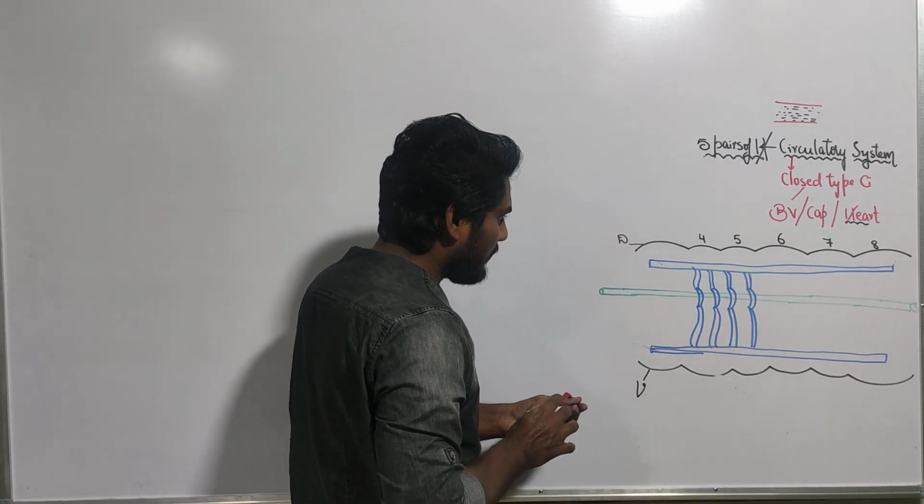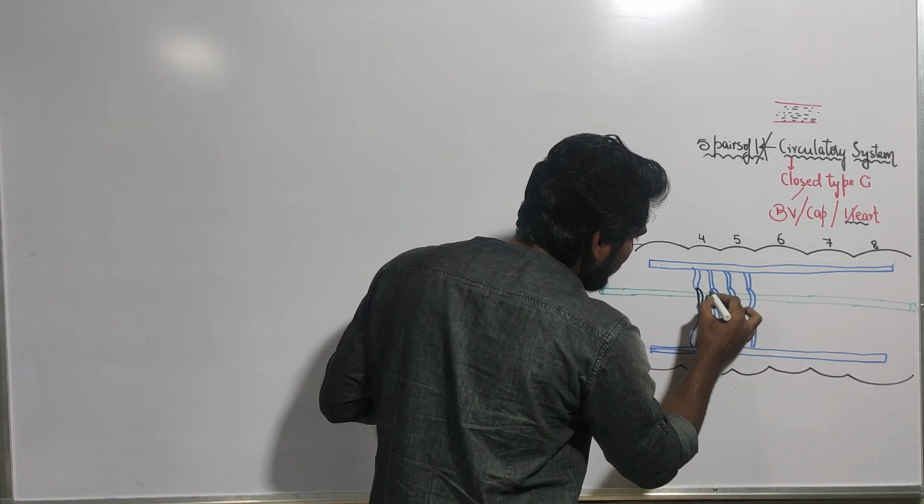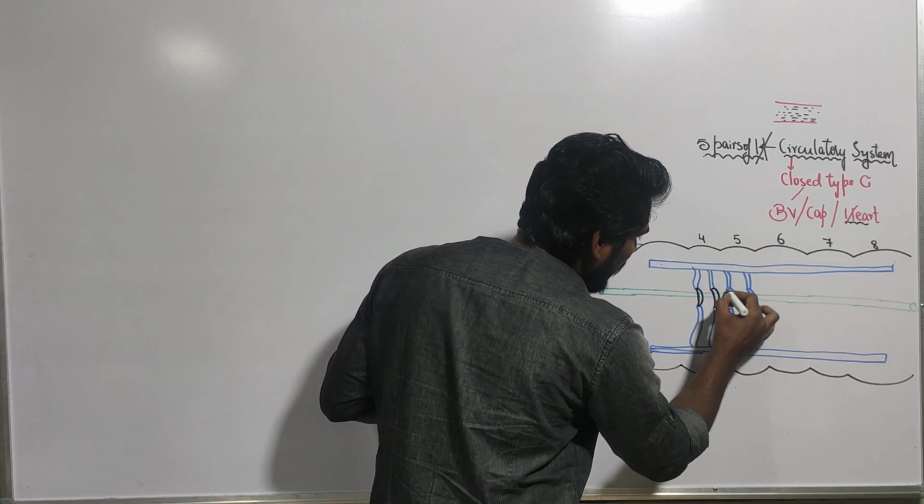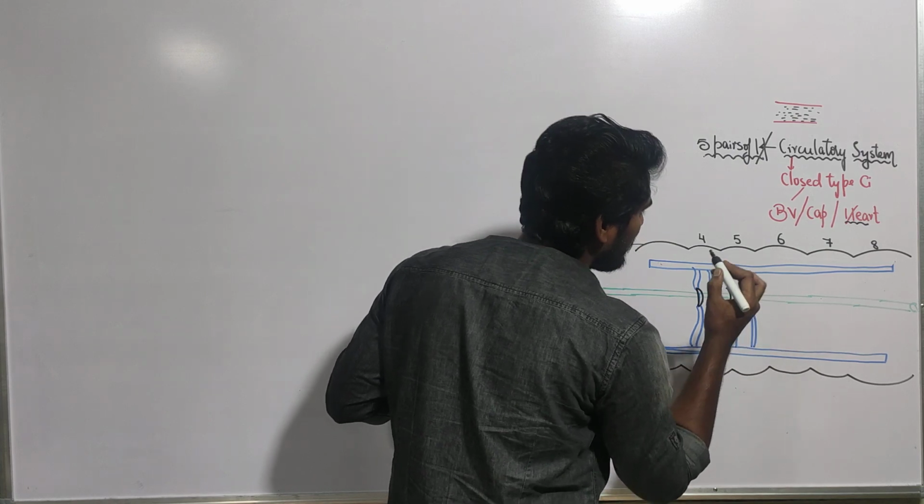Let me represent it with a variation. This black is indicating that it is a heart. In this manner, how many hearts are present? 5 pairs. 5 pairs means in total how many? 10 hearts will be present.